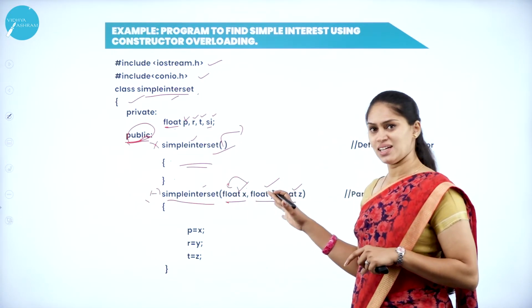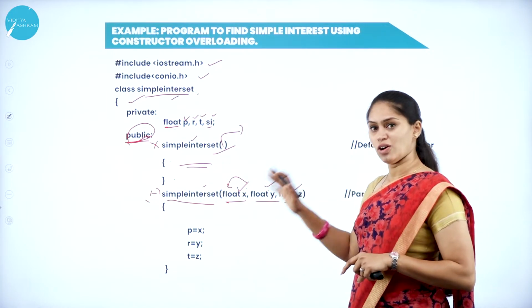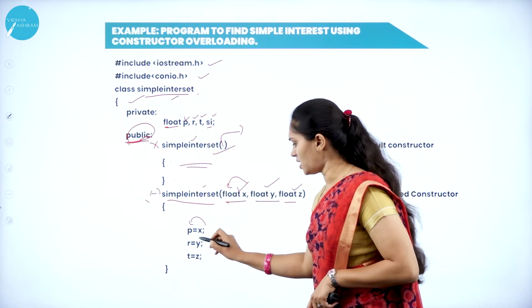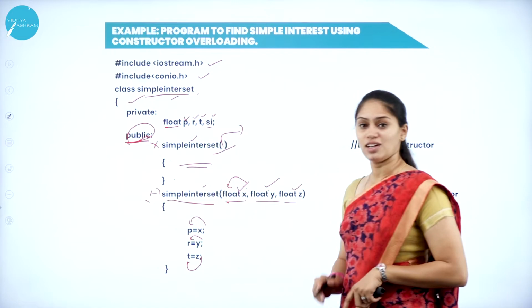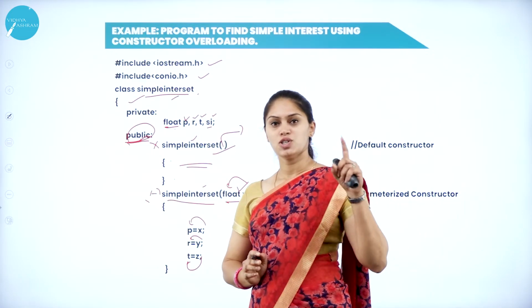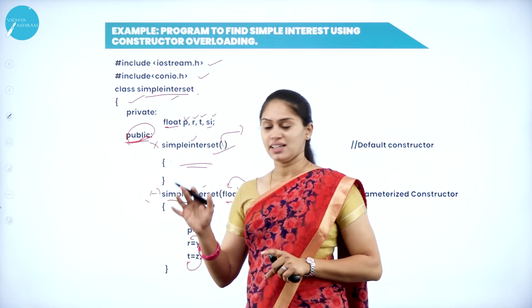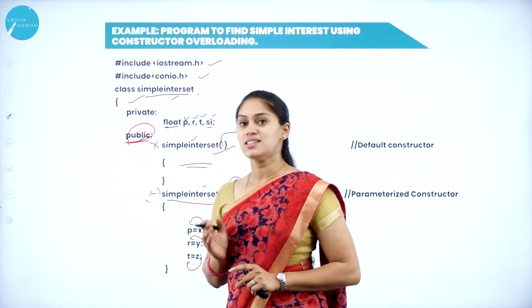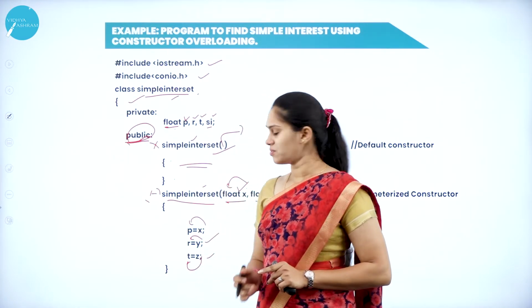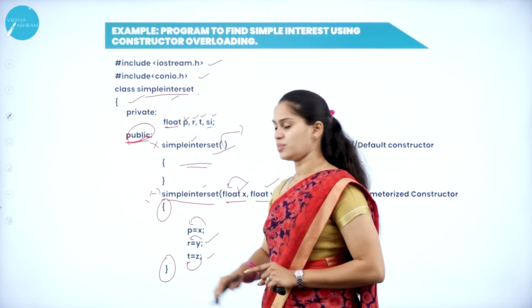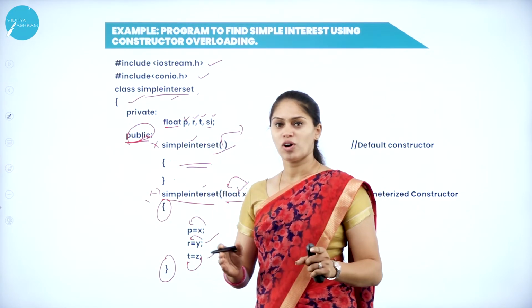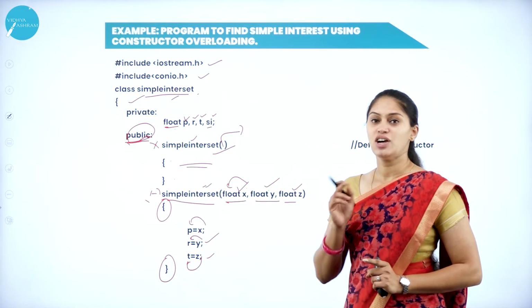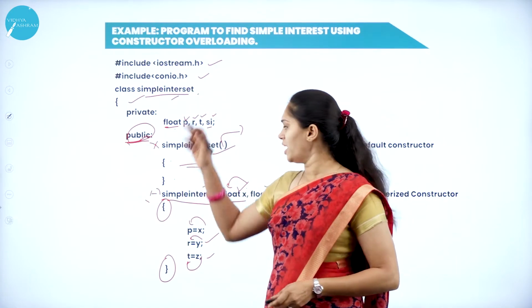Why do I require these three variables or arguments? In order to copy the content of x to p, that is the principal amount, I am going to copy the content of y to r, and the content of z to t. So x stands for principal amount, y stands for rate of interest, and z stands for t, the time duration that you are going to give. The closing curly brace indicates the end of the scope of this SimpleInterest constructor, that is, the parameterized constructor. I hope you understood till now.